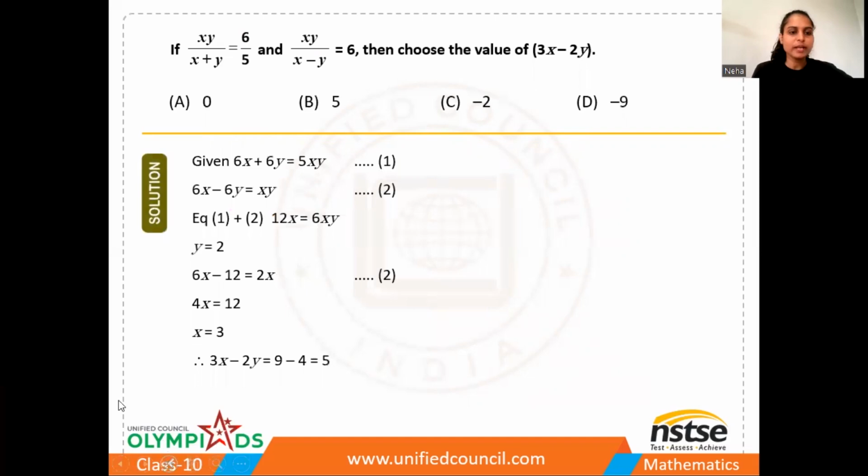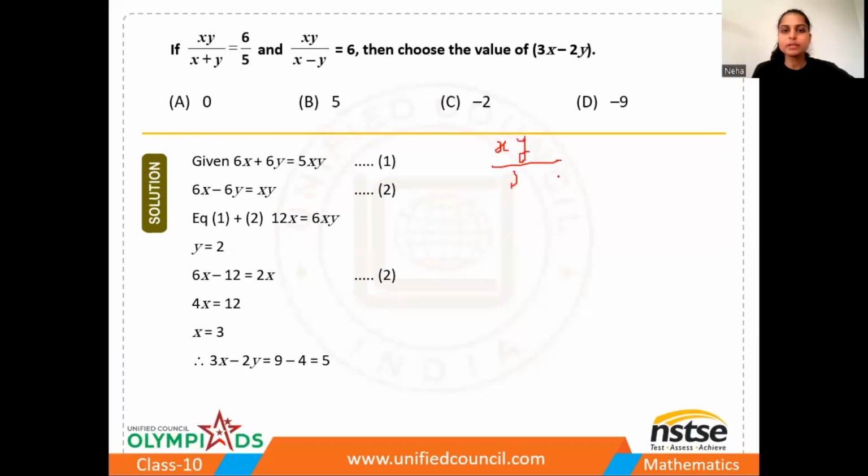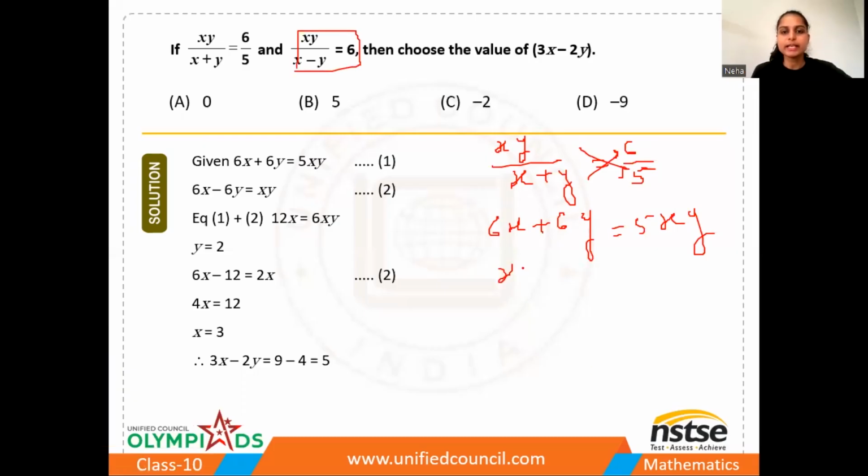So basically, students, the first thing is given that xy over x plus y is equal to 6 over 5, right? So I can do the cross multiplication here. It becomes 6x plus 6y is equal to 5xy, which is written here, right? From the second relation, I can say that xy over x minus y is equal to 6. So again, I can do the cross multiplication. So it becomes 6x minus 6y is equal to xy, right?